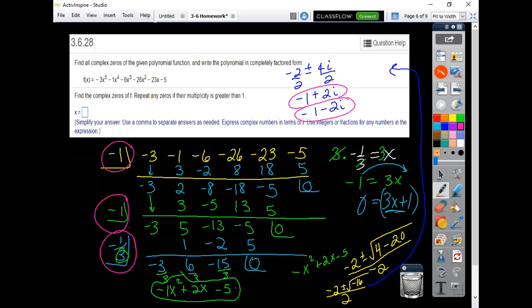It says to repeat any if they're multiple. So on this one, negative 1, because it was a double root, multiplicity 2, negative 1/3, and then negative 1 minus 2i, and negative 1 plus 2i, for all of my zeros for problem 3.6.28.